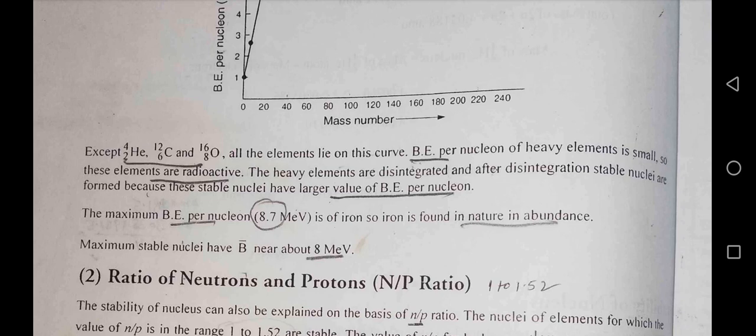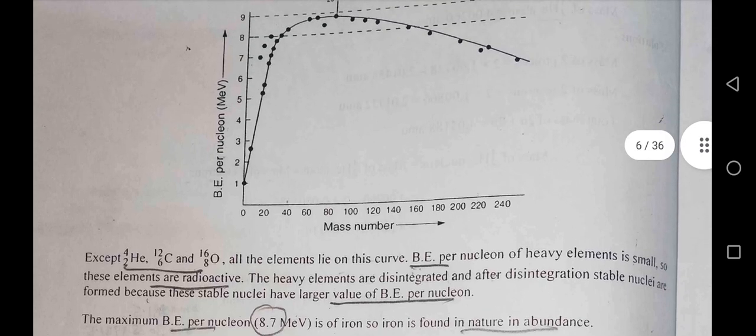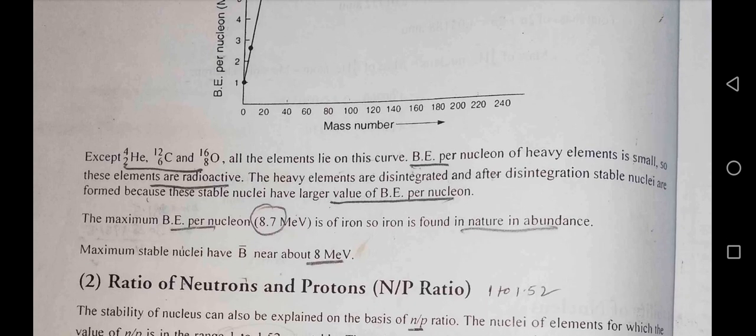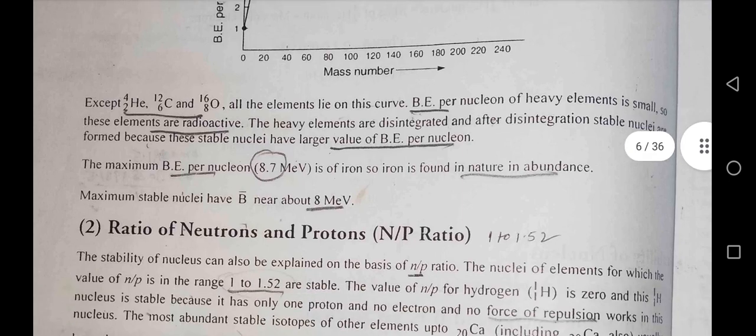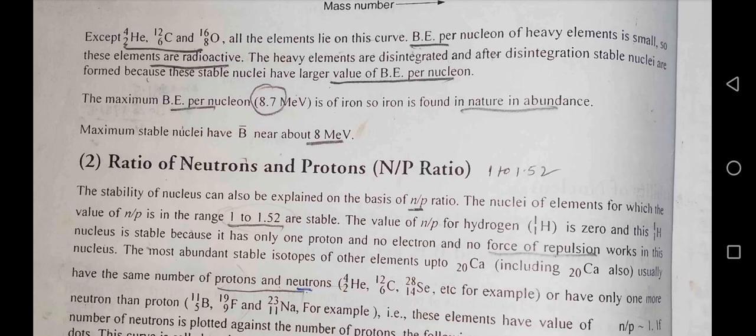Except 2He4, 6C12 and 8O16, for all the elements on this curve, the binding energy per nucleon of heavy elements is small. So these elements are radioactive. The heavy elements disintegrate. After disintegration, stable nuclei are formed because these stable nuclei have a large value of binding energy per nucleon. The maximum binding energy per nucleon, 8.7 MeV, is of iron. So iron is found in nature in abundance. Maximum stable nuclei have B bar near about 8 MeV.